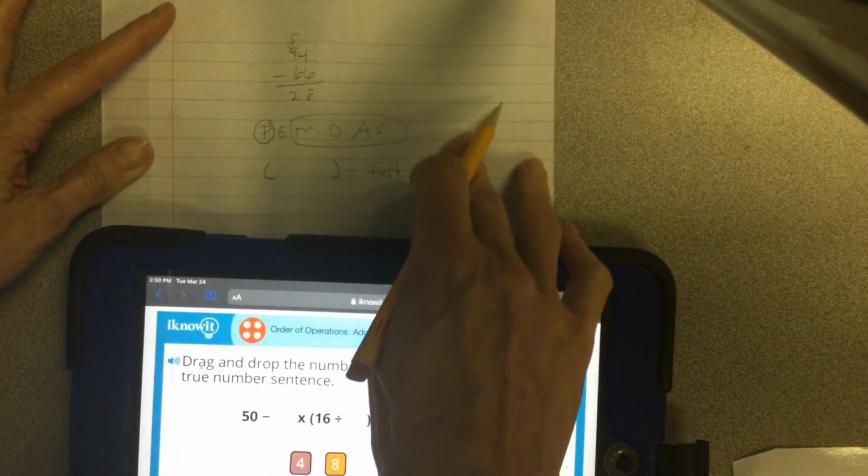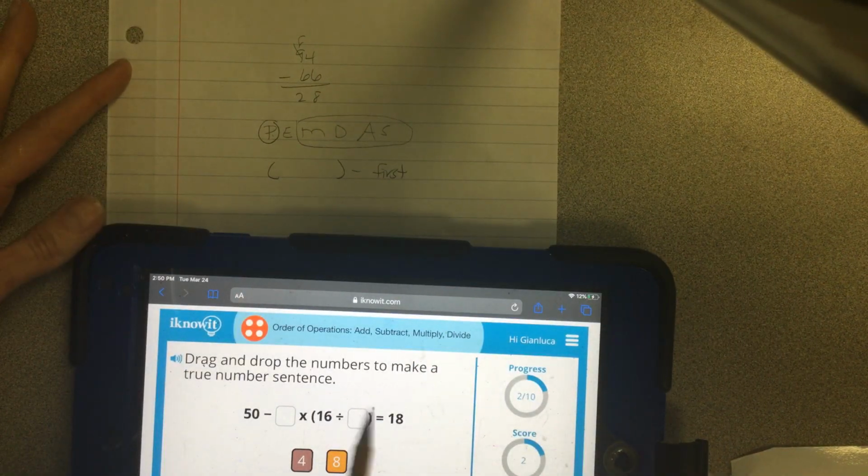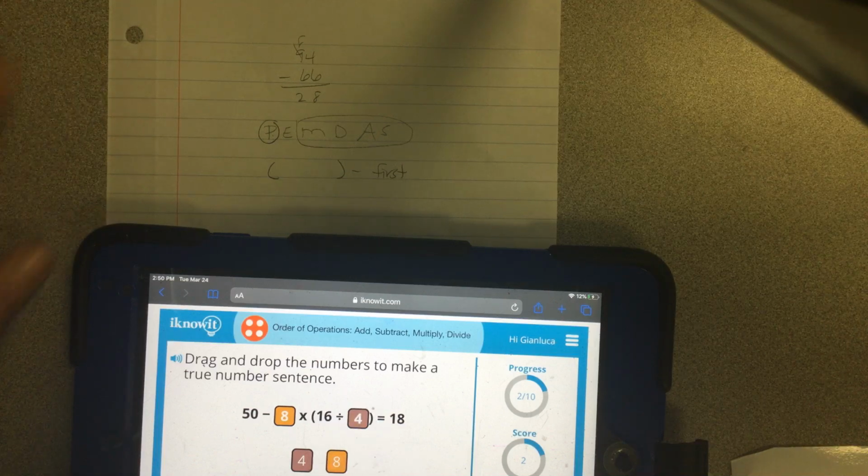And if I say 50 minus 4 times 16 divided by 8, 16 divided by 8 is going to be 2. I would do that first. 50 minus 4 is 46. If I multiply 46 times my 2, I'm definitely going to get more than 18, so that can't be right. So if I take 50 and I subtract 8 from it, and I take 16 and divide it by 4, let me see if that's going to make it work out correctly.